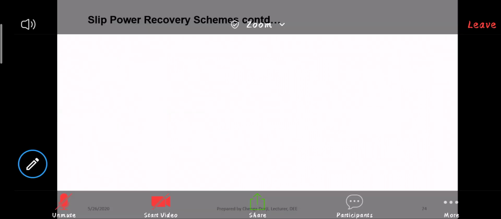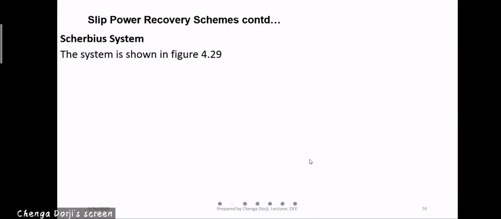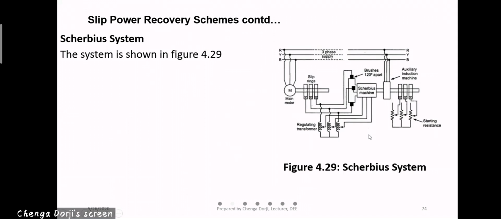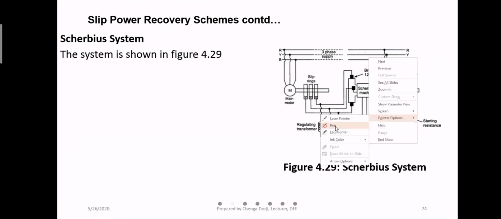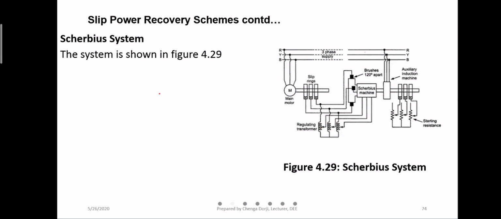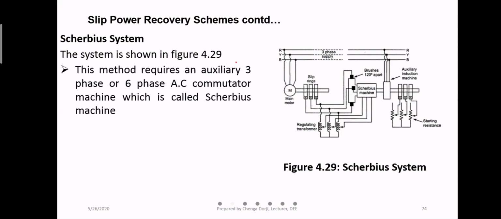Okay, so you can see the system is shown here. So this is the Scherbius system. This method requires either a three-phase or six-phase AC commutator machine, which is called the Scherbius machine.